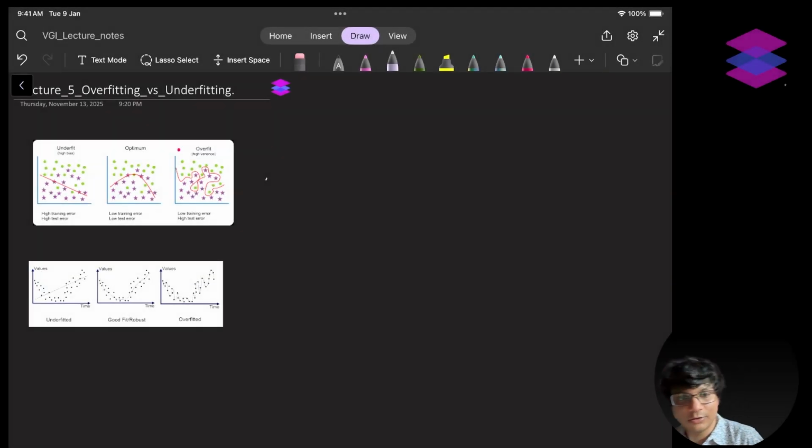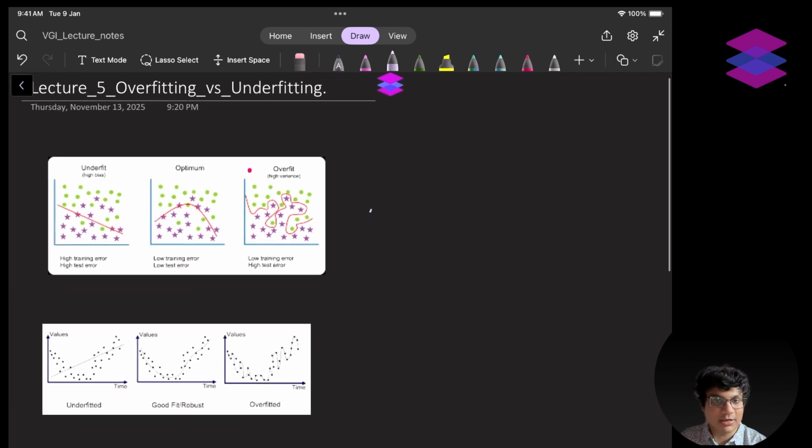Now let's understand the overfitting and underfitting concept, because it is very, very important that any machine learning practitioner should know about this. What is overfitting and what is underfitting? So I'll give you one basic scenario.